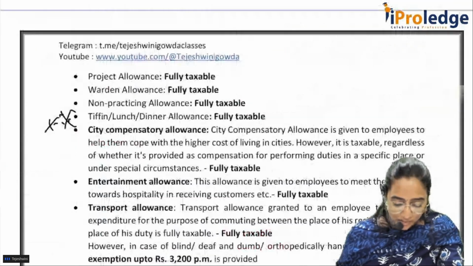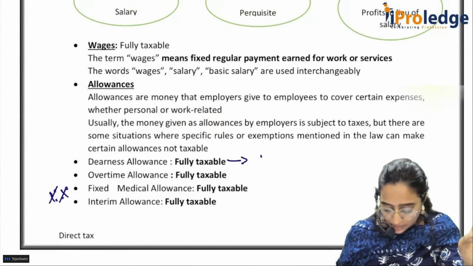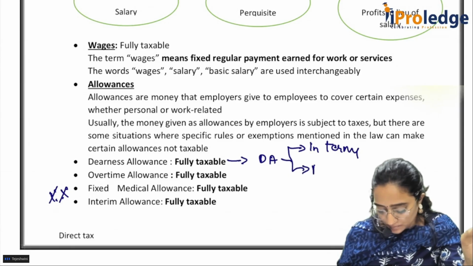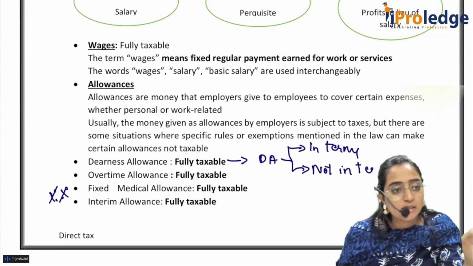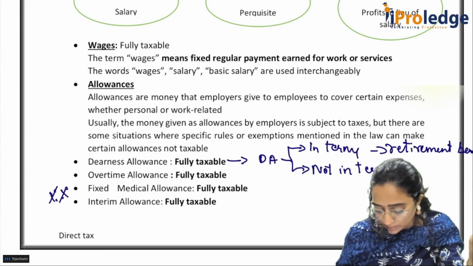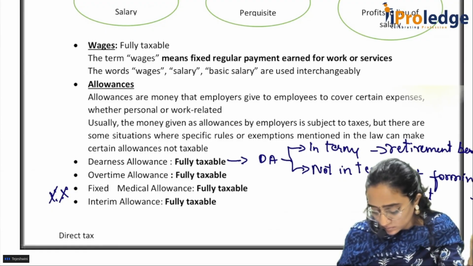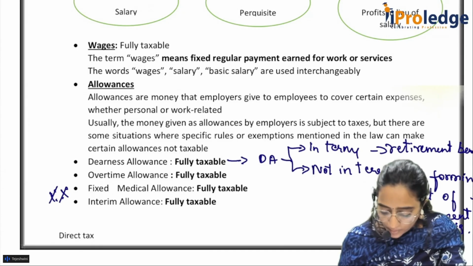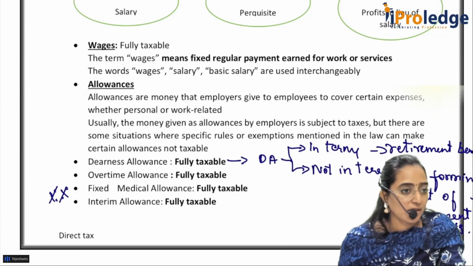Remember, DA is of two types: in terms, and not in terms. In terms means in terms of employment, forming part of retirement benefits. Not in terms means not forming part of retirement benefits. Everyone, forming part of retirement benefits, not forming part of retirement benefits.